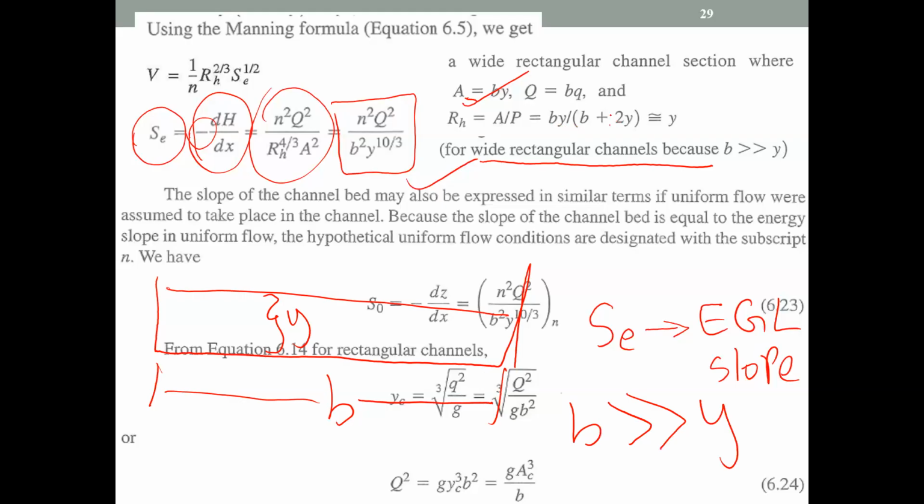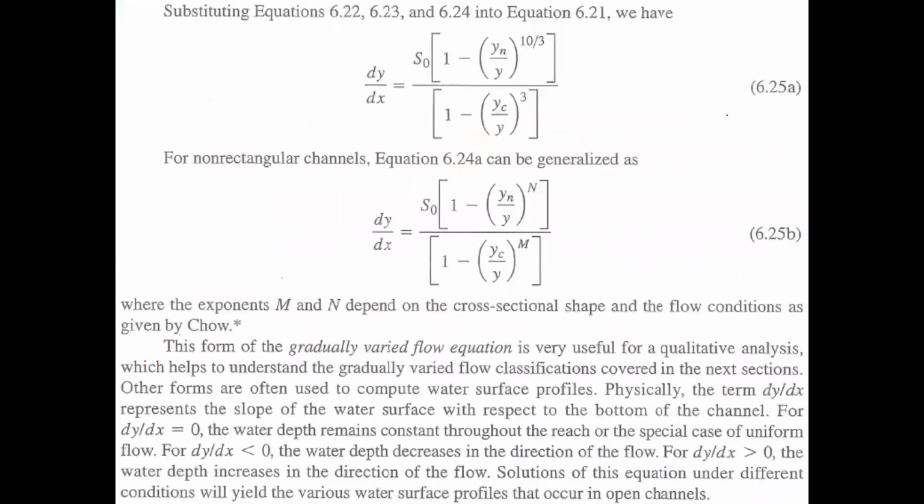So now you can write that y is approximately equal to 0. Here, b plus 2y is approximately equal to b. Right? So substitute here, you will end up with hydraulic radius equal to y. Now you can substitute them into the equation, and then you have this dy by dx. That is all you need, right?